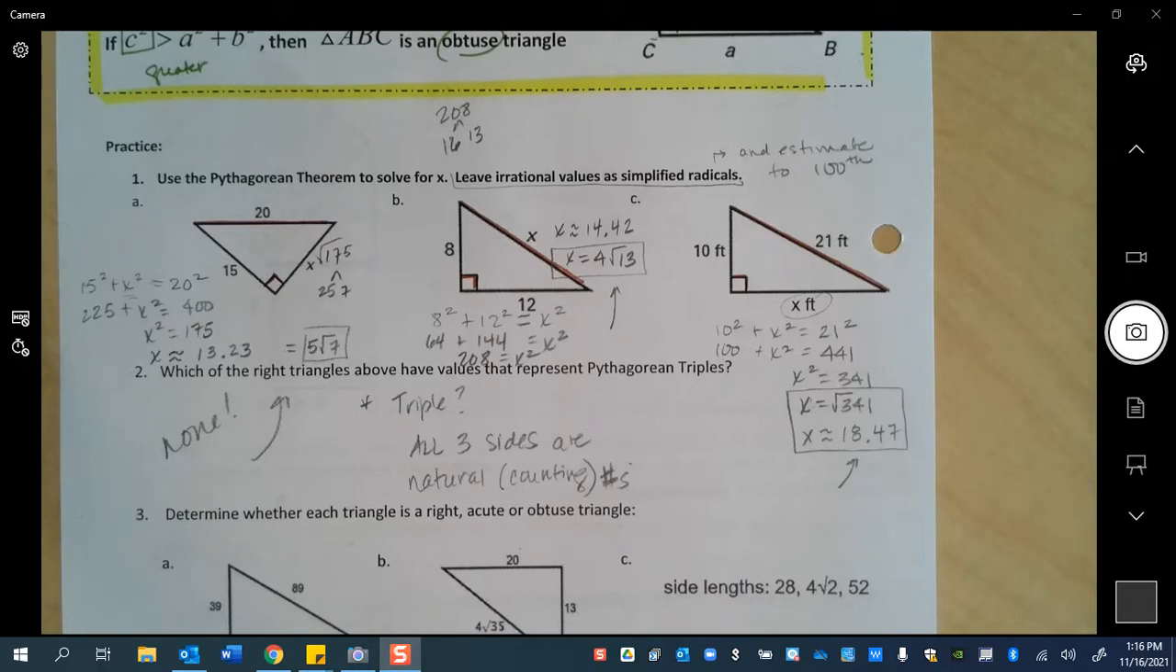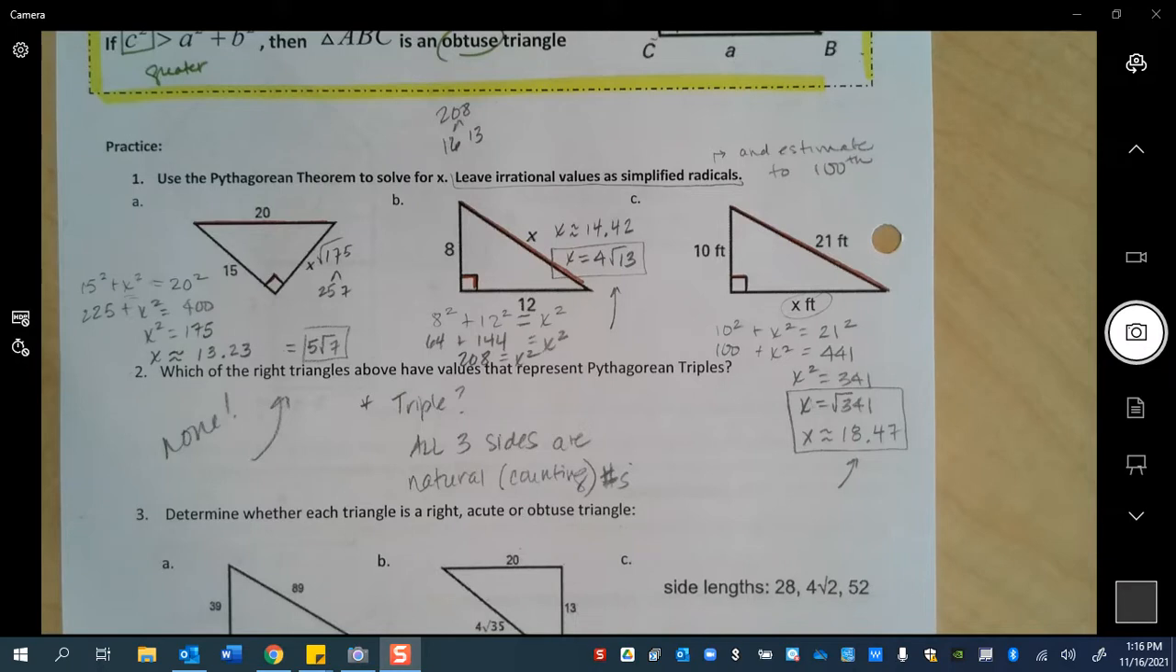All right, number 2, which of those triangles are a Pythagorean triple? None of them. None of them. Because every single one of them has a value as an output that's not a whole value. You're counting numbers. Think about that real number system. The most specific category on the way inside, what you learned as a little baby first.